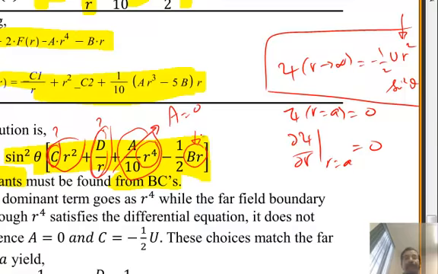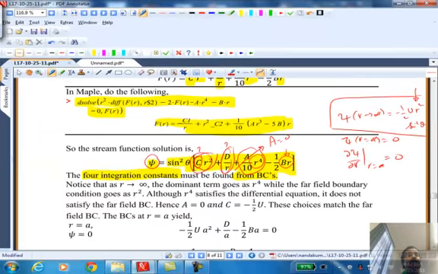If you compare the first term and the last term, the first term is going to be the dominant term after you've dropped out a equal to 0. Okay. So in order to match that, you can immediately say by inspection that c must equal minus 1/2 u. Then you would have satisfied the far stream condition. So by satisfying the far stream condition, you actually get the 2 constants.